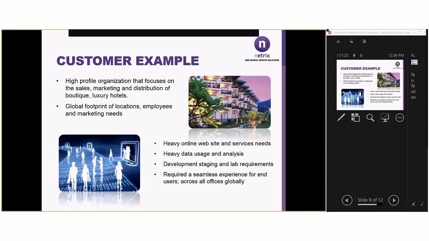They do a lot of lab testing. Joni had talked a little about development labs and staging labs. They do a lot of that for the different websites they deliver, to reach out to their customers from a sales and marketing perspective. And then obviously, probably very similar to every customer on this call, they required a seamless experience for their end users. So they were really looking at ways they could push these different services out to their customers.